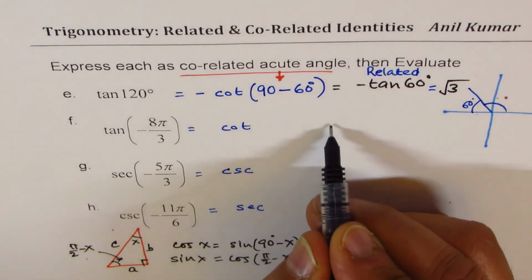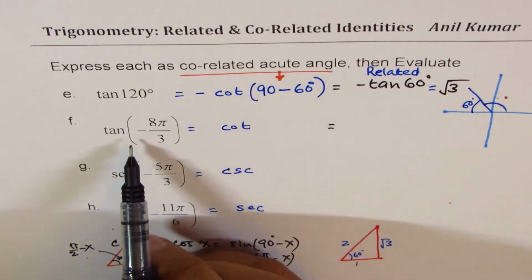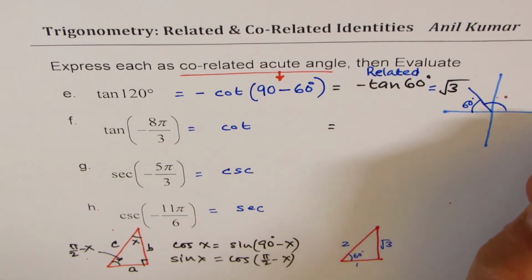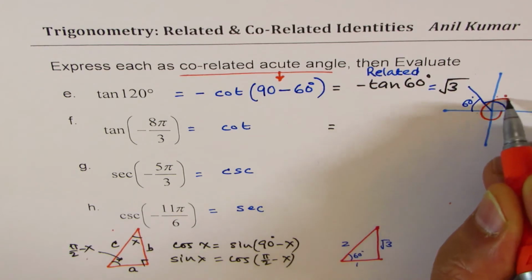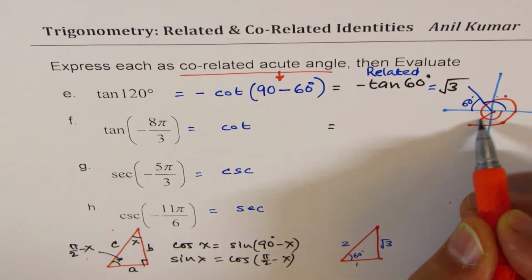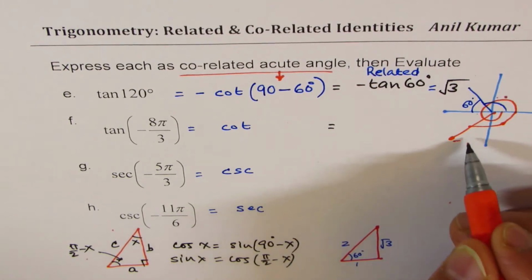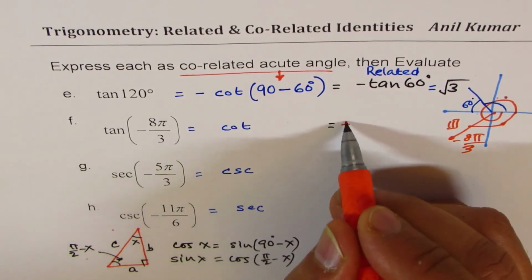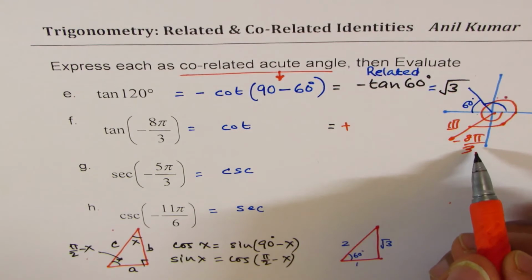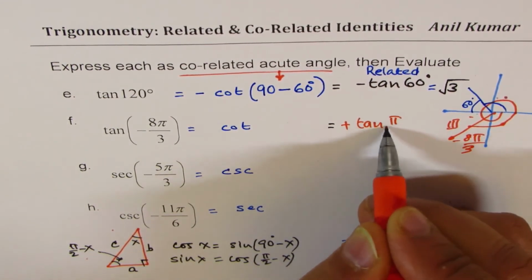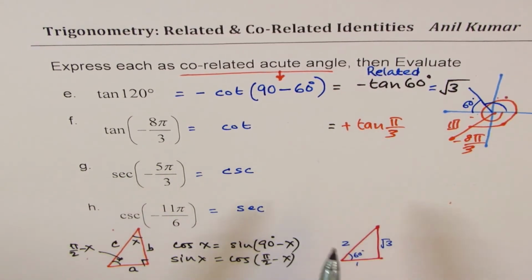I think the related angle is better known to you, so we'll first do the related angle. Tan of minus 8 pi by 3. Minus means you're going in this direction. This is 6 pi by 3 when you go one full circle. So 8 means one more and one more. So you are here, at minus 8 pi by 3. You are in quadrant 3 where tan is positive and the acute angle is pi by 3. So we get tan pi by 3 as our result.